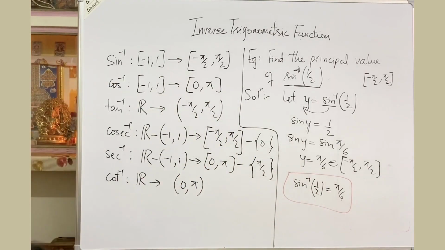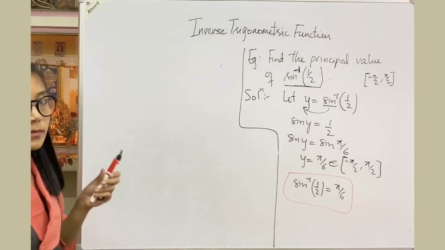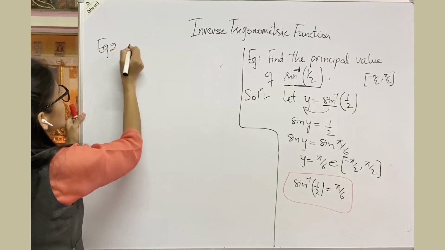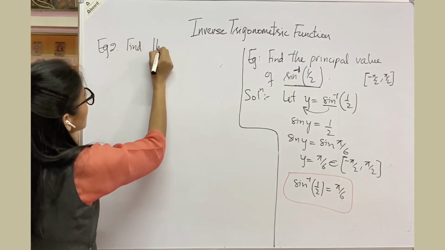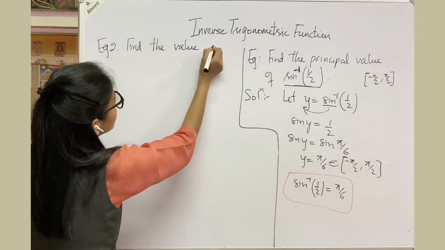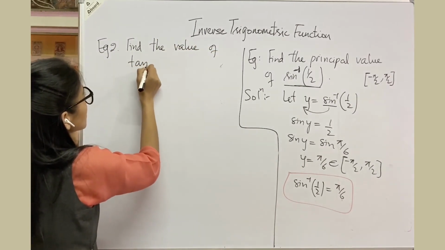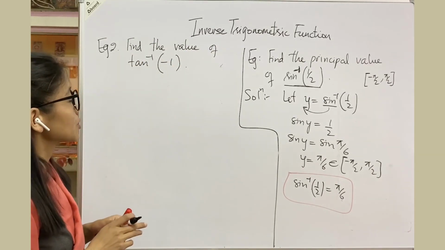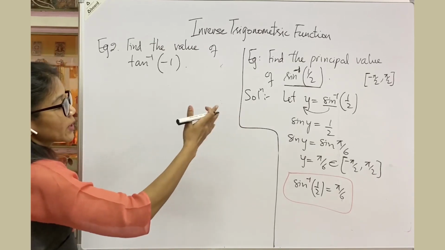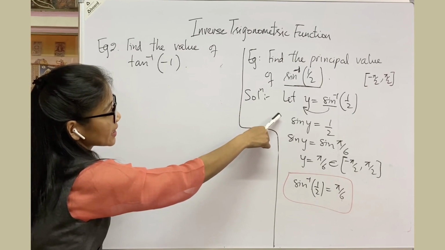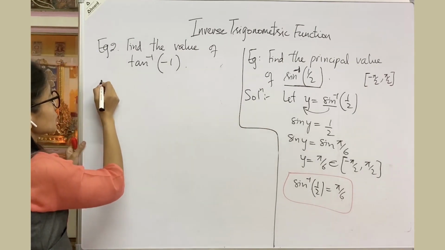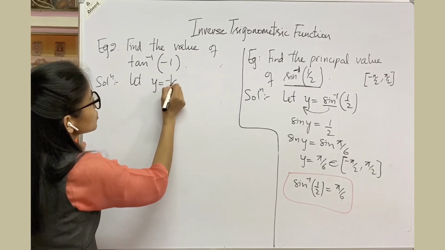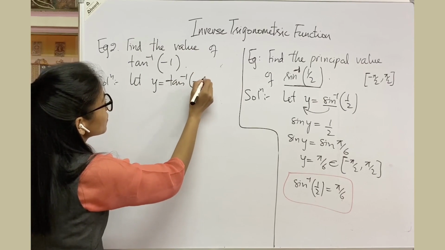So now we'll take one more question. Okay, now we will take a second example. Find the value of tan inverse of -1. Okay, now we'll try to solve this together, okay? Now it's all the same. The way I've solved this example, in the same way I'm going to solve this also. So first I'll write, let y is equals to tan inverse of -1.